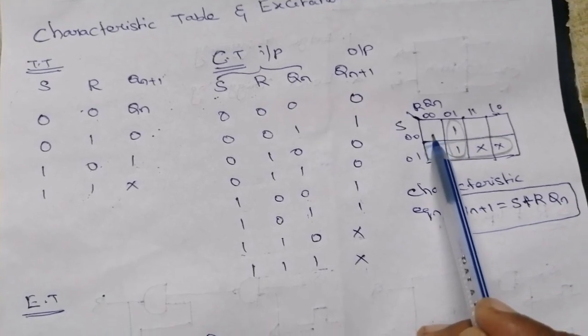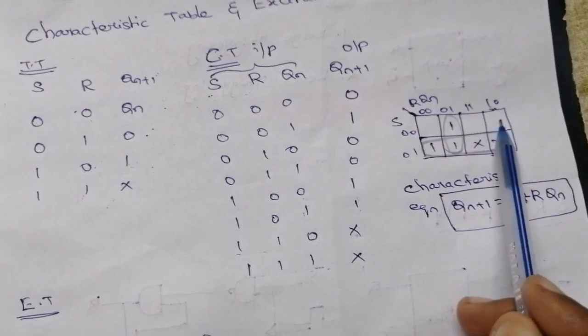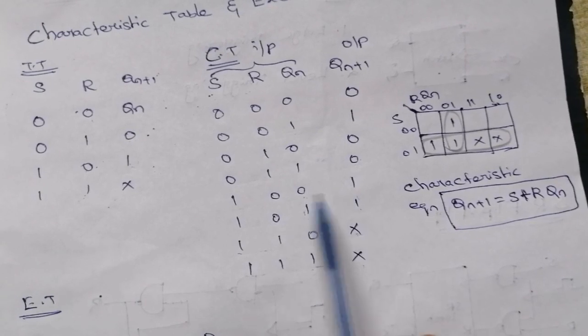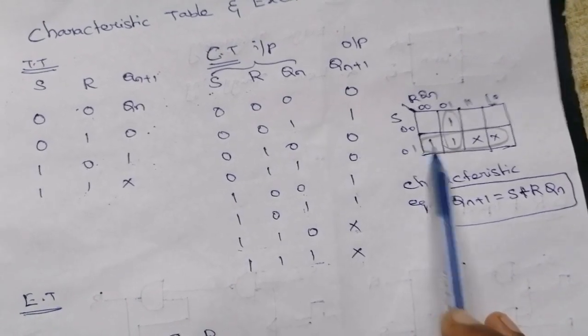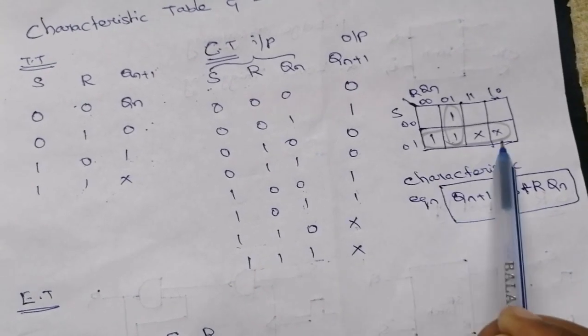This position is 0, this position is 1, so you have to place 1 at position 1, and positions 2 and 3 have 0, 0. Then the 4th pattern has 1, the 5th pattern has 1, and the 6th and 7th patterns have don't care.